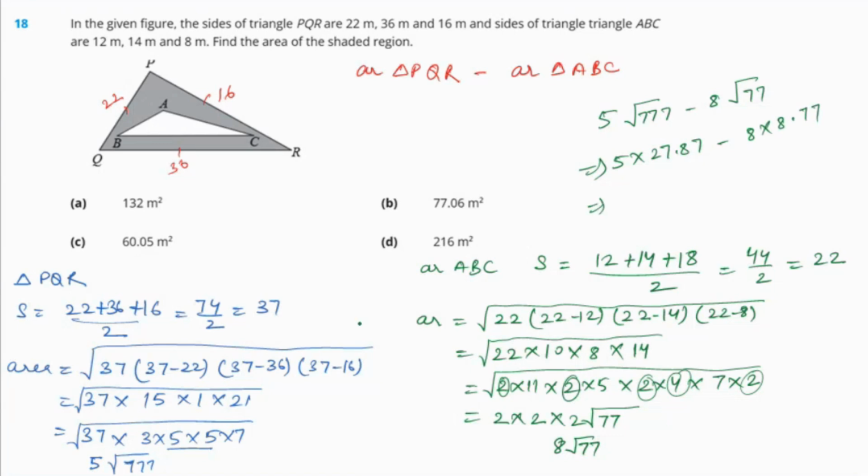Okay, so we will be getting 5 times 27.87 gives us 139.35 minus, when we are going to figure out the value of this, 8 times 8.77, we will be getting 70.16. Okay, and when we are going to subtract both of them together, we are going to get 69.19 something. This is around 60.05 meters square. We can choose that.